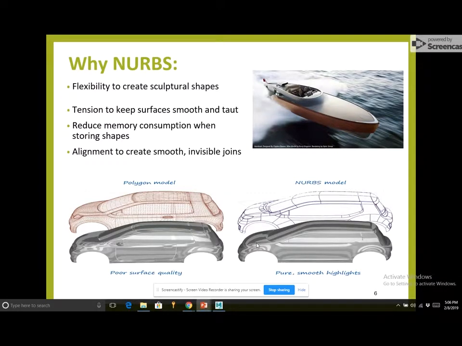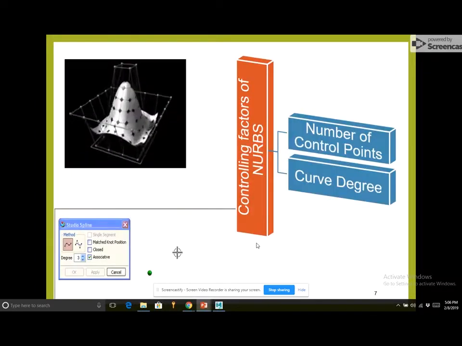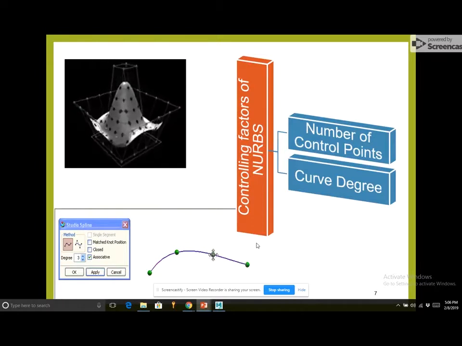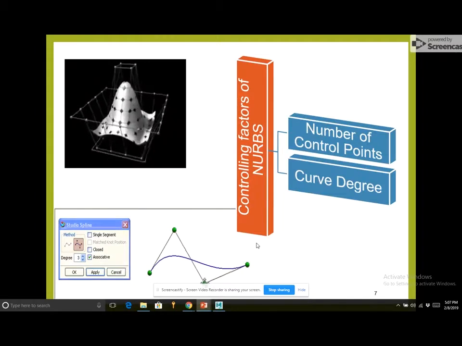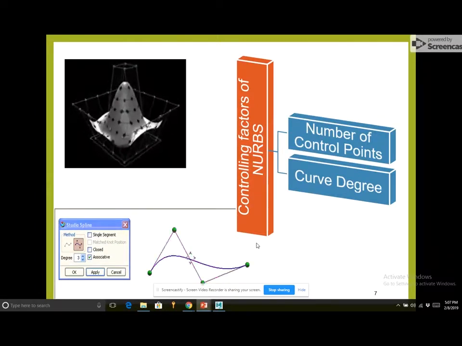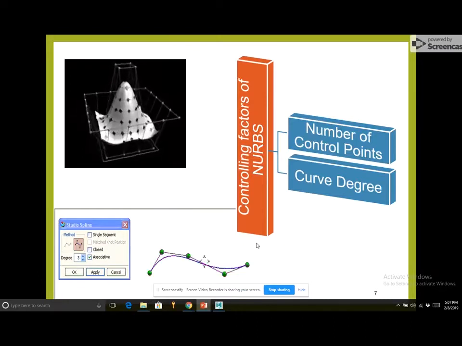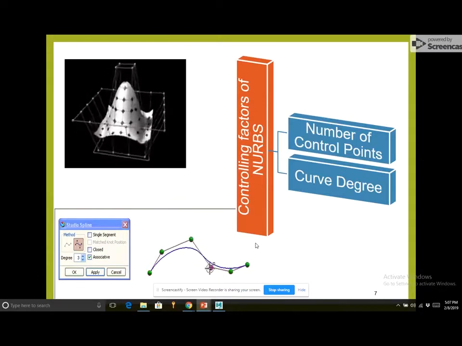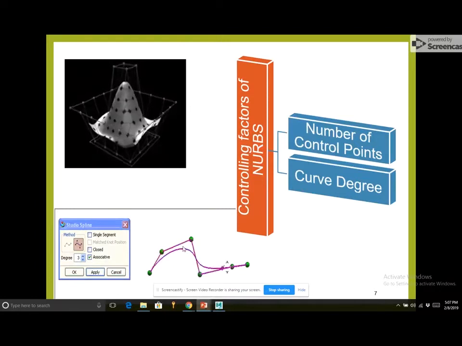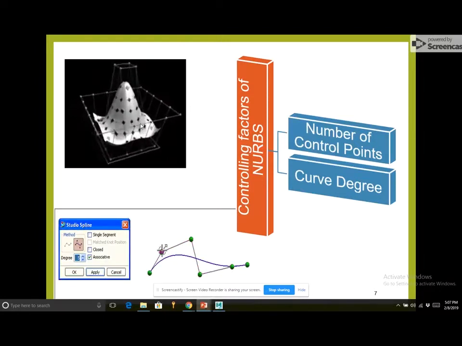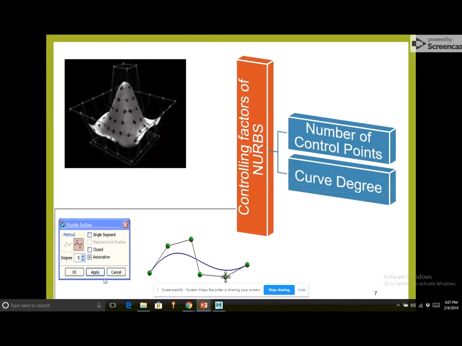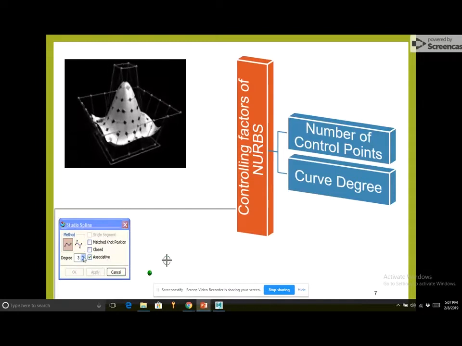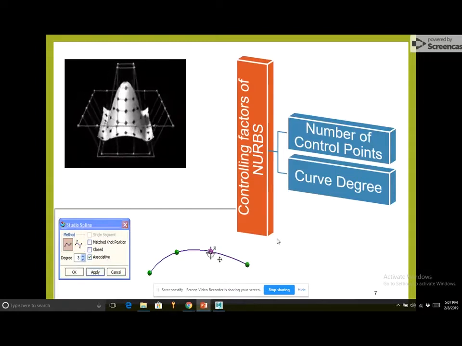Now let us see how NURBS curves are used. NURBS curves are mainly controlled by two factors: their number of control points and curve degree. So the shape of the curve is affected when we change the number of control points and also the degree of the curve. Here in this video we can see the control points. These black dots are the control points, and here we can see how the degree change is affecting the curve.